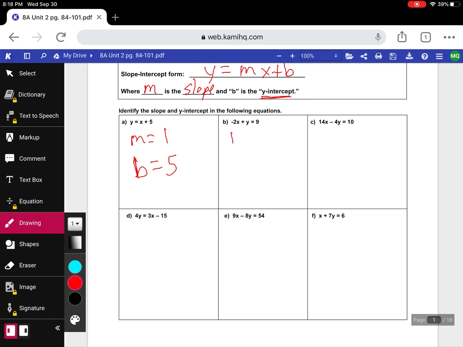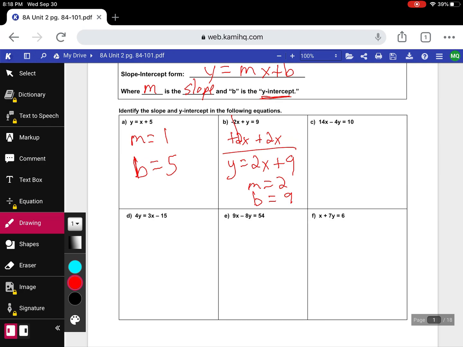Then they get a little trickier as we progress through this page. On this one, we have to get it into y equals mx plus b form. So I need to move that 2x over to the right. We get y equals 2x plus 9. And then we have a slope of 2. We can easily identify them. And a y-intercept of 9.